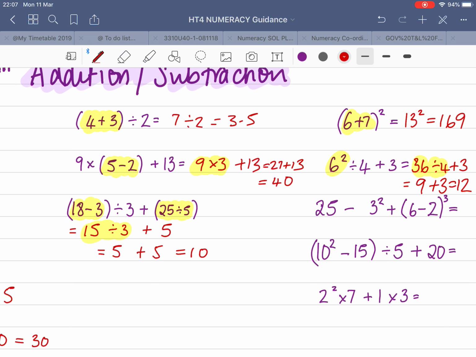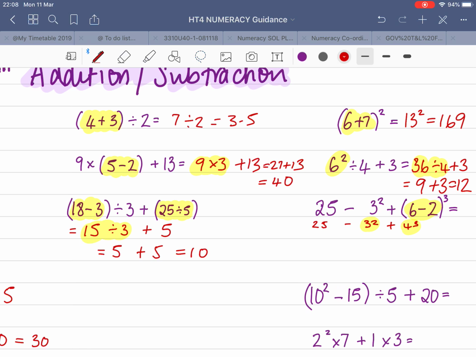Having a combination of all the BIDMAS rules in one question, we start first with the bracket, 6 take away 2, which is 4. 25 minus 3 squared plus 4 cubed. Looking at the powers of the second level, we have a square and a cubed, which then gives us, just move them down out of the way, 25 minus 3 threes, which are 9, plus 4 times 4 multiplied by 4 again, which is 64. 25 take away 9 is 16. 16 plus 64 equals 80. Running through the subtraction and addition from left to right.